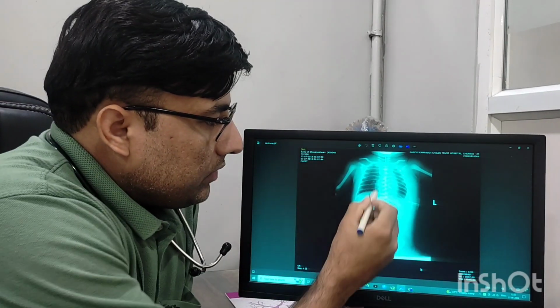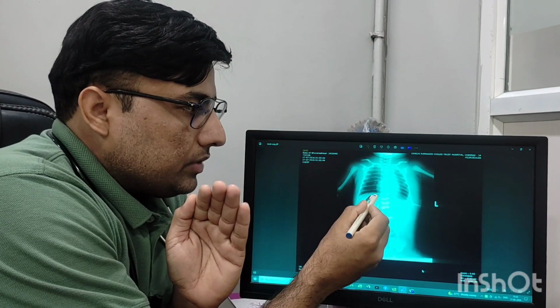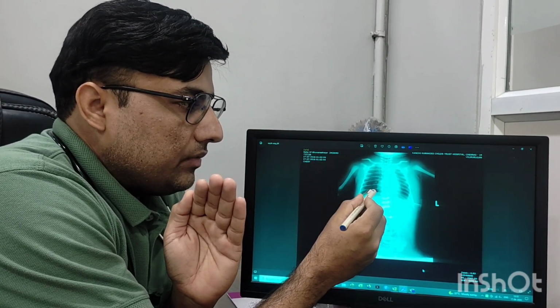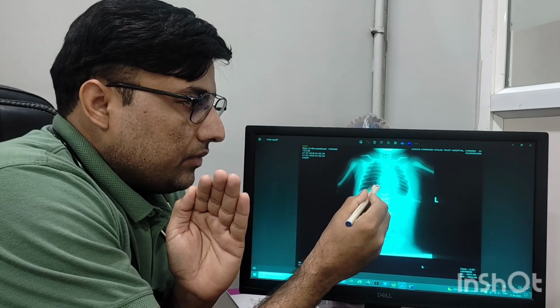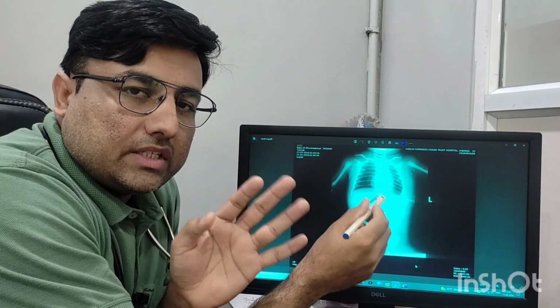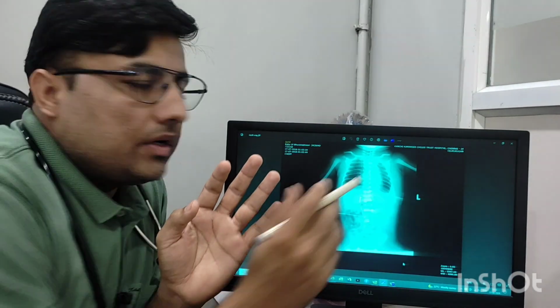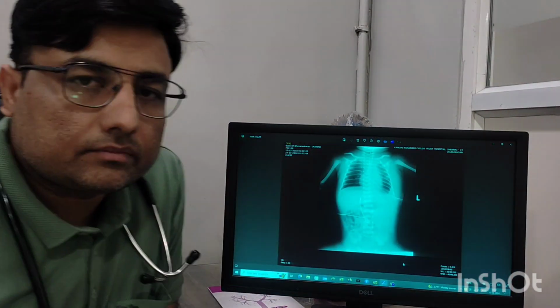Like in pneumothorax, what will happen? In pneumothorax, lung fields will become hyperlucent and a sharp demarcation line will be there. Okay, the medial lung will be collapsed and on the lateral side hyperlucency will be there. In that, lung markings will be absent. So these things we have to see in the lung parenchyma.